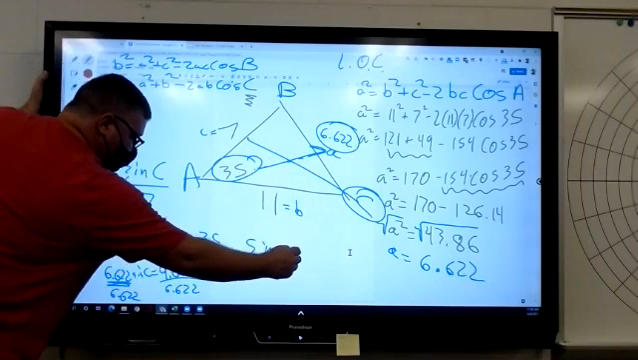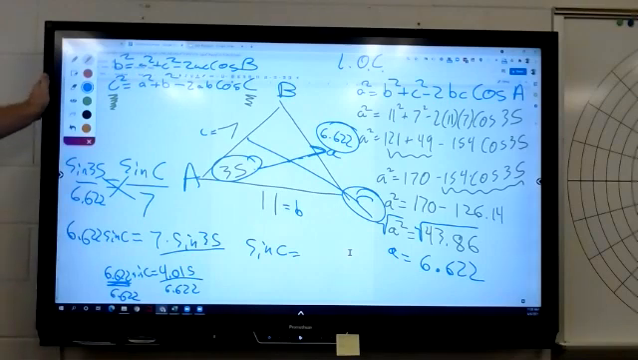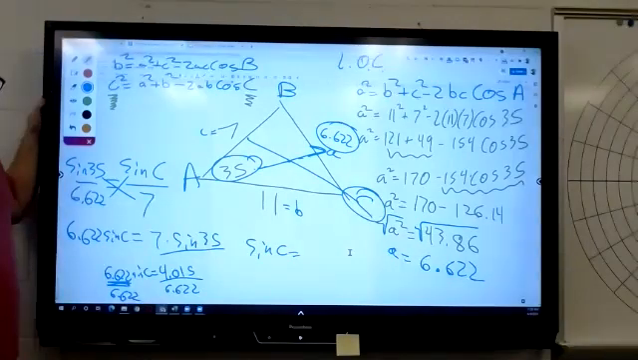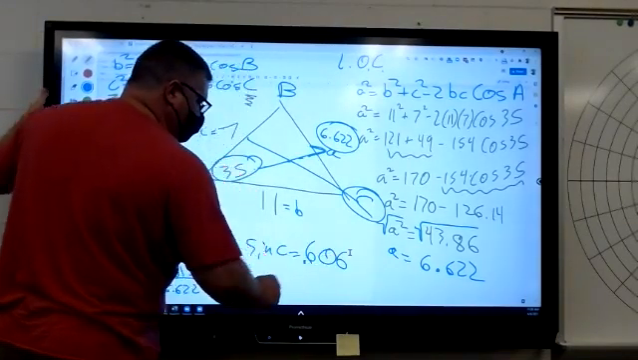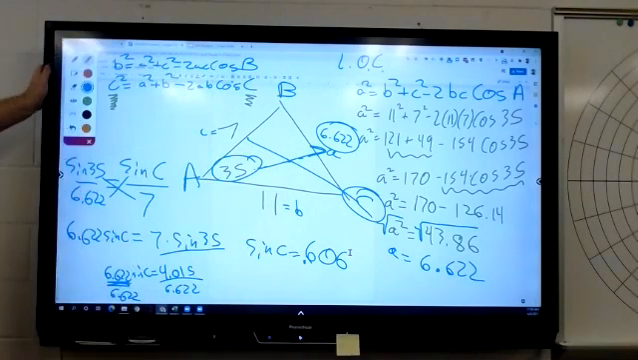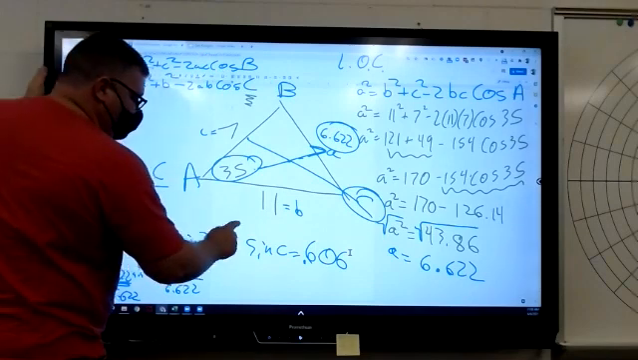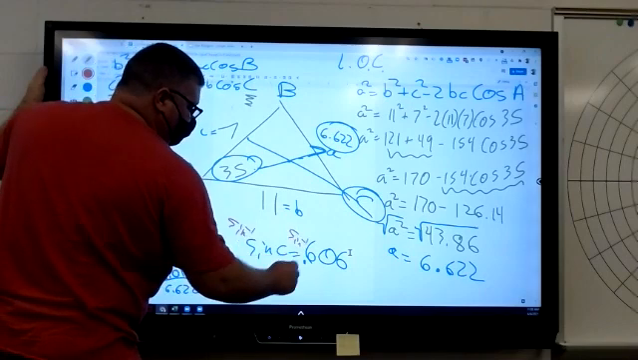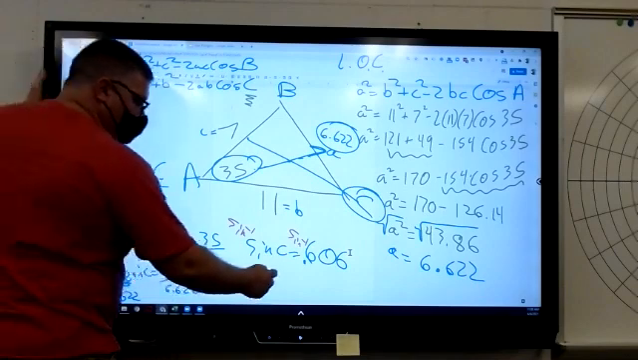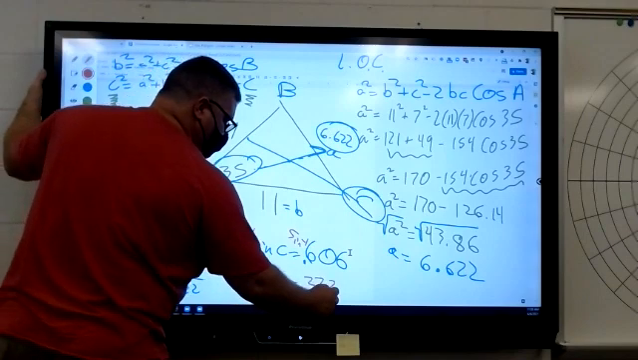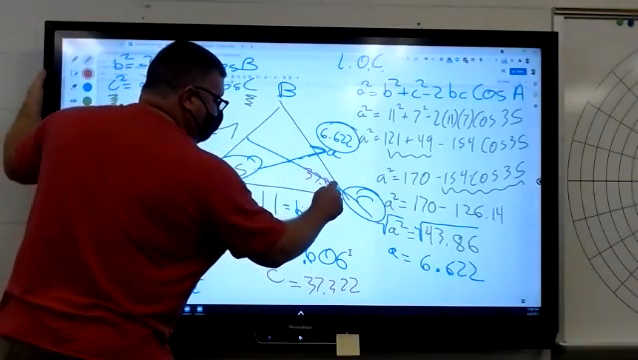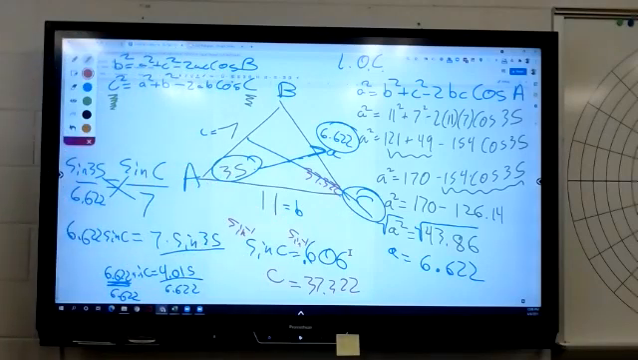So sine of C equals, and it's going to be somewhere around 0.6 or something, right? What is 4.015 divided by 6.622? 0.606. Is 0.606 my answer? No, what do I got to do? Sine inverse. And what angle does that give you? 37.322.